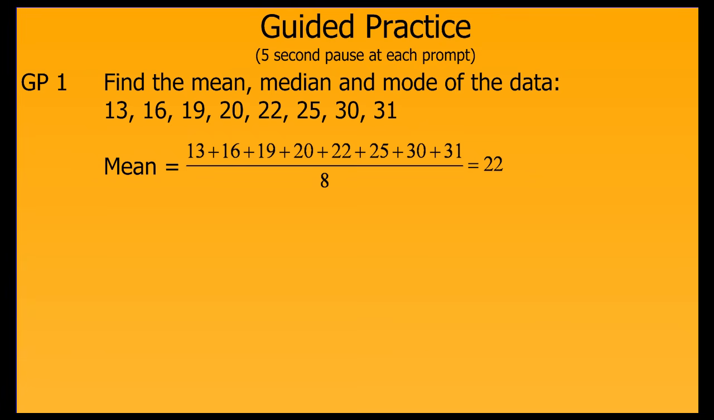Then what? Then we find the median. Our numbers are already in order, so that helps. In this case, we have an even number of data values, so there's not one number that's smack dab in the middle. So we take the two numbers in the middle, 20 and 22, and we take their mean. So we take 20 plus 22, divide by 2, and get a median of 21. What's next? Next, we figure out that we have no mode at all because each item appears only once.